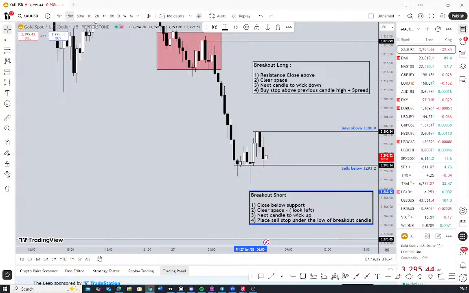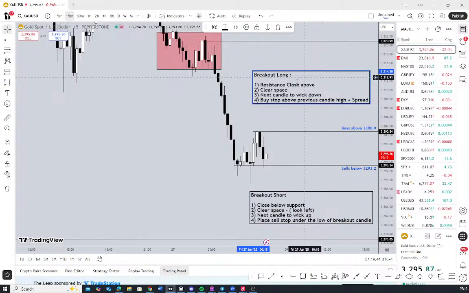What are you looking into? I'm doing nothing until we close above here or close below here. Like I said, it's a very, very simple process. If it closes above, I will be looking to do a breakout long. There's my rules. If it closes below, there's my breakout short. That's my rules.